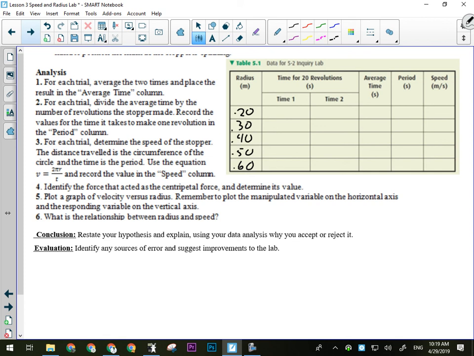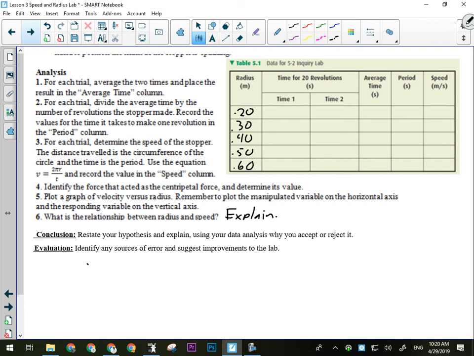Then for number 6, you're telling me the relationship between radius and speed. A little explanation there is probably a good idea. Talk about your graph, that kind of thing. Then same as always, conclusion: copy and paste your hypothesis, explain why you can accept or reject it, give two sources of error, two ways to improve them, and then you're good to go. Are there any questions?